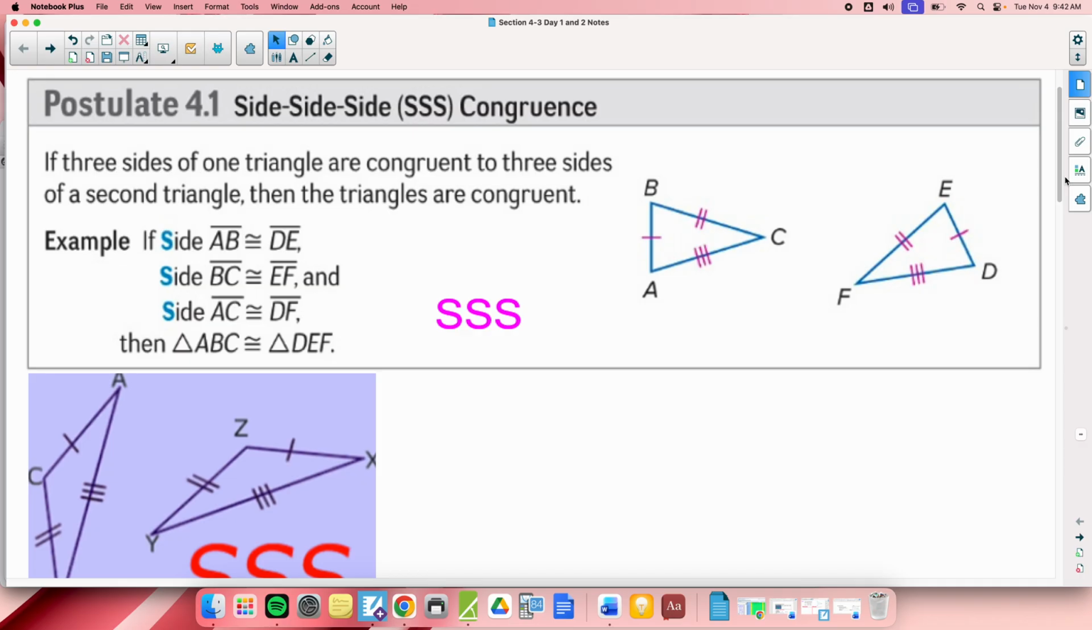So the first one is called side, side, side, and we use SSS to abbreviate it. What that says is, if the three sides of one triangle are congruent to the three sides of a second triangle, that means those two triangles are congruent. Automatically, the angles will be congruent if your sides are congruent. It does not work the other way though. If your angles are congruent, that doesn't mean your sides are congruent.